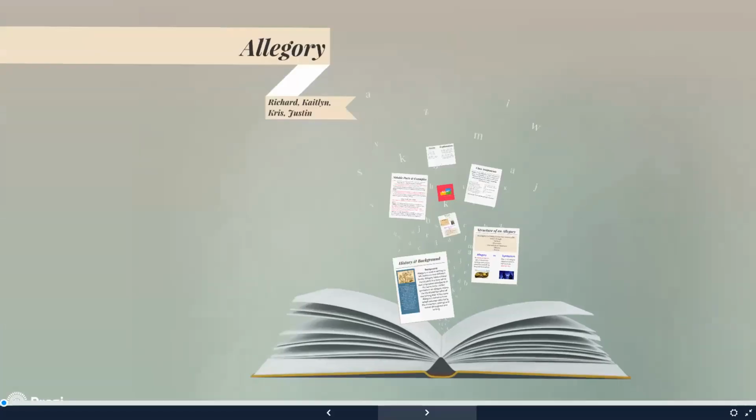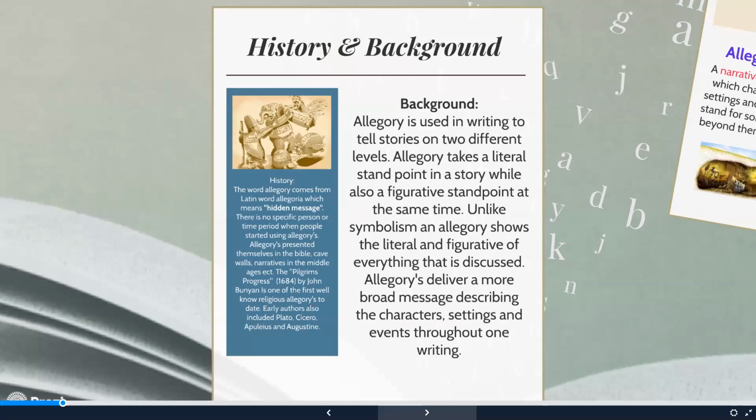Okay, so here, let's look at the history and background of allegory. Allegory is used in writing to tell stories on two different levels. Allegory takes a literal standpoint in a story, while also taking a figurative standpoint at the same time. Unlike symbolism, an allegory shows the literal and figurative of everything that is discussed. Allegories deliver a broader message, describing the characters, settings, and events through one piece of writing.